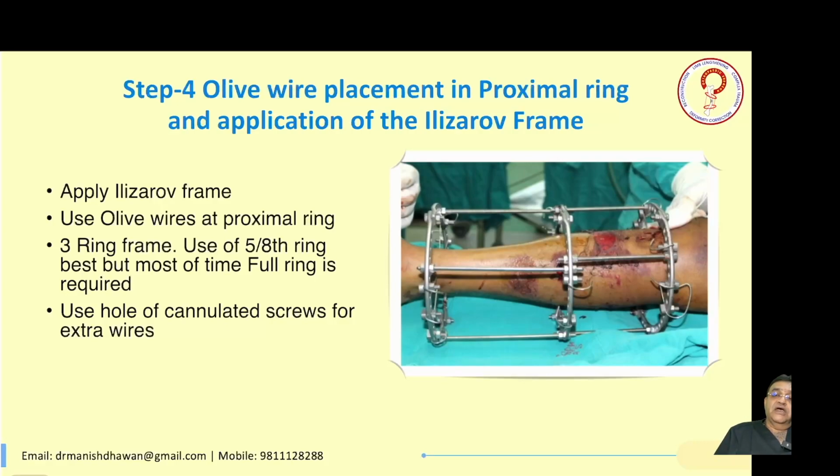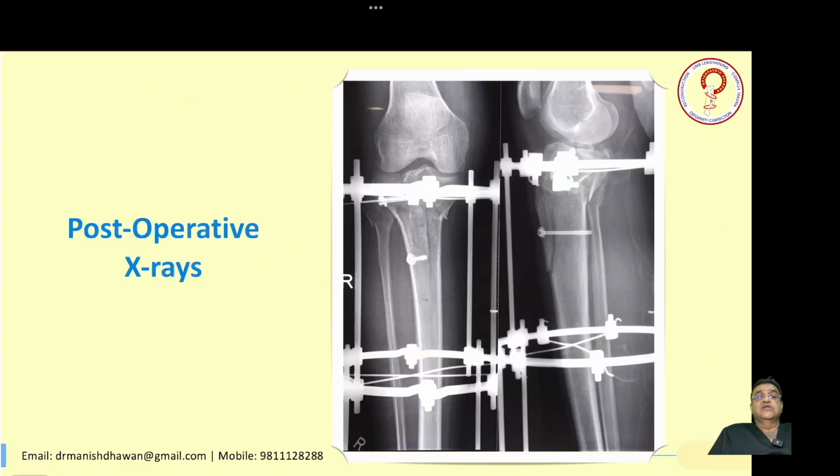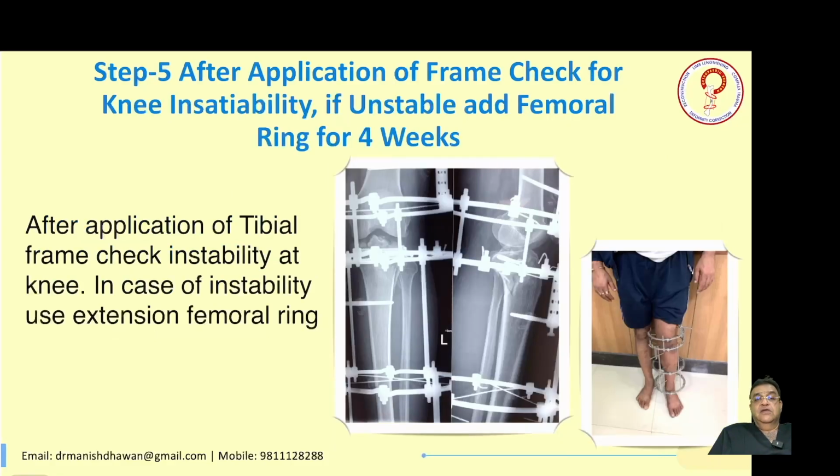So it is usually a 3-ring frame, and proximally ideally we should use a 5/8 ring, but in tibial plateau fractures, because there are multiple fragments, you sometimes require to fix the posterior medial and the posterior lateral fragment. So sometimes it is very handy to use the full ring. So this is the very simple frame. So this is the post-operative X-ray.